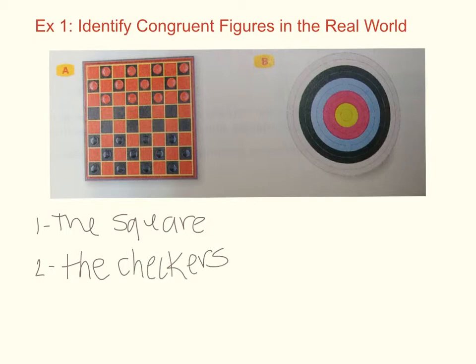All right, look at example B. We have a target here. Are any of the shapes congruent? The answer is no. If you take any of these rings off of each other, like out of the picture, and try to place them on another ring, because each ring is larger than the last, there's nothing that's congruent in this picture. If I take the rings off and try to lay them on top of each other, we're not going to get the same picture. So, not congruent would be our answer.